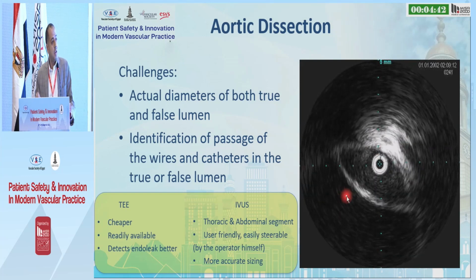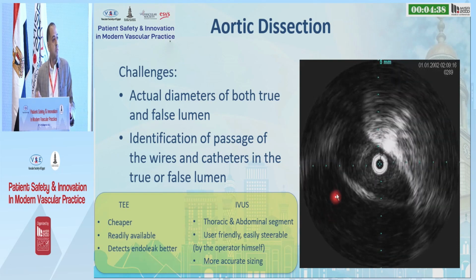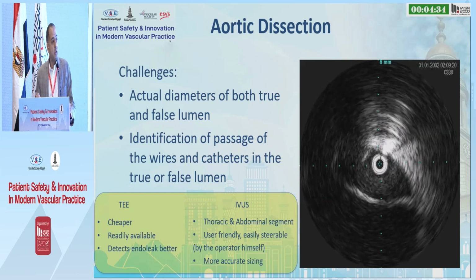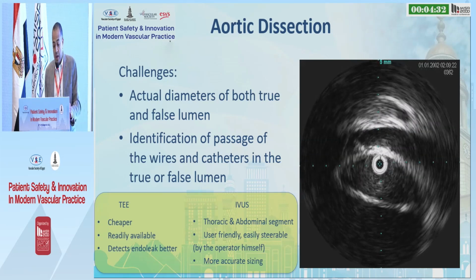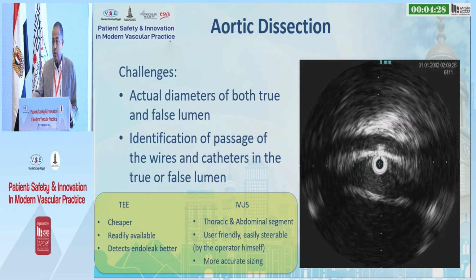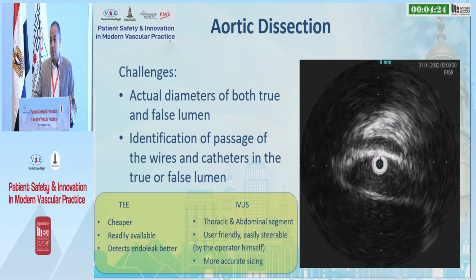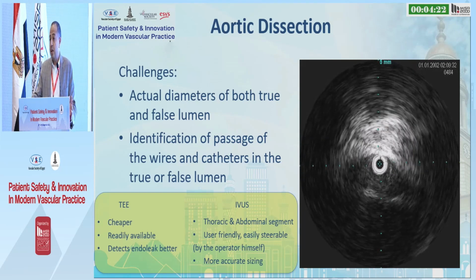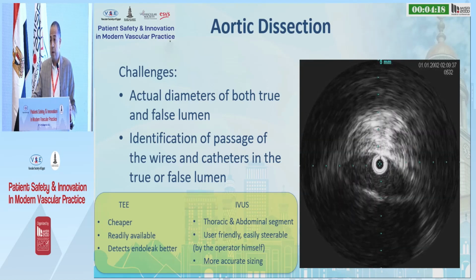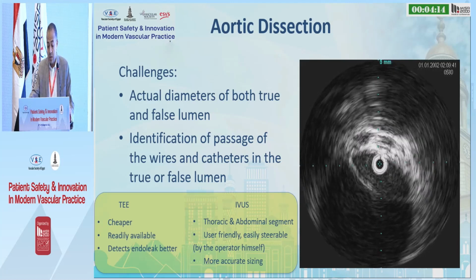Like here. Actually, this is not a complete case, but you can notice the vessels, and you can make your planning according to that. Many people have compared the use of transesophageal echo in comparison to the IVUS. The TEE is actually cheaper, readily available in every hospital. It detects endoleak very well, but it cannot visualize the abdominal segment like the IVUS does.